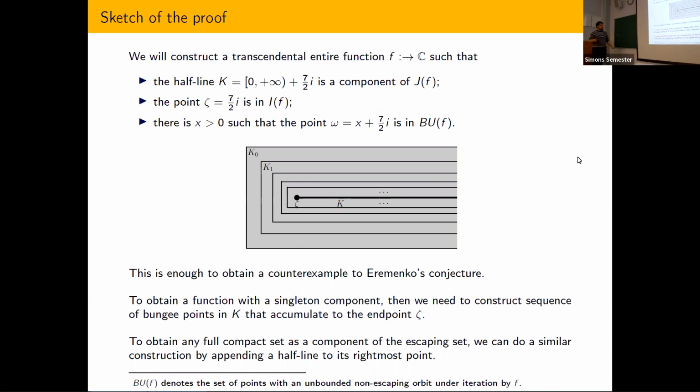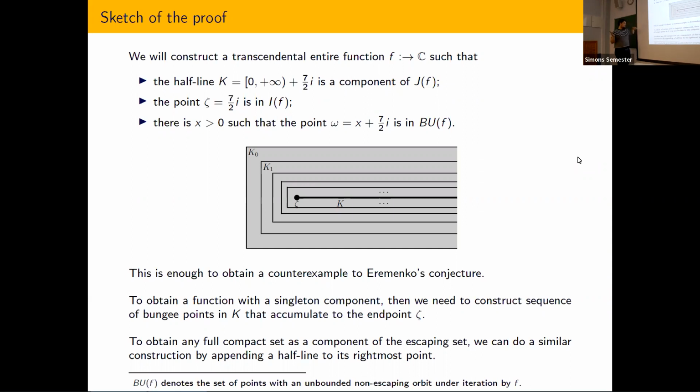How do we make sure that it's not just this line at the end? Well, we make sure that there is one point here that has an oscillating orbit. If we put one point that has an oscillating orbit, then there will be a bounded component of the escaping set containing this point. We don't know where it finishes, but it will be some subset of this part of the line here. As I said, this is enough to make a counterexample to Eremenko's conjecture.